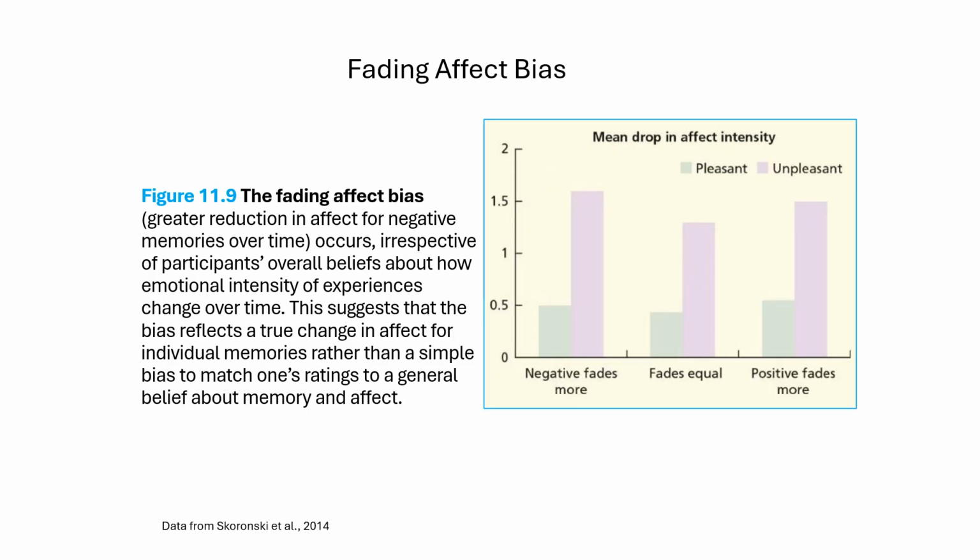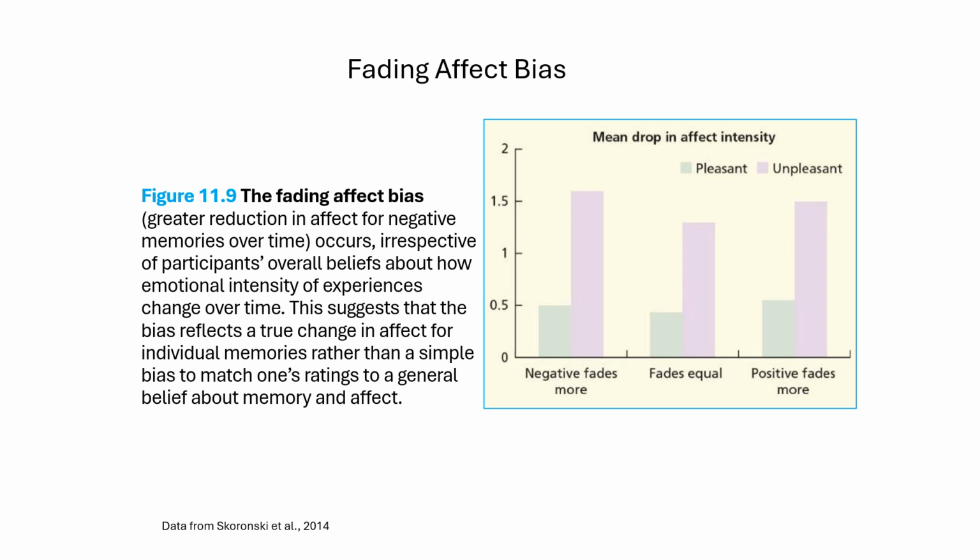Okay, so this is another graph showing the same thing. And it basically shows that the fading effect bias, or the greater reduction in emotional intensity for negative memories over time, occurs regardless of participants' overall beliefs about how emotional intensity of experiences changes over time. So one criticism of the data from the previous graph could be that maybe there's a demand characteristic, or maybe participants' beliefs about what happens to negative memories over time might influence this effect. So if the person is depressed, or if they have kind of a negative worldview affected by trauma or something like that, maybe they would be less likely to see that reduction in emotional intensity.